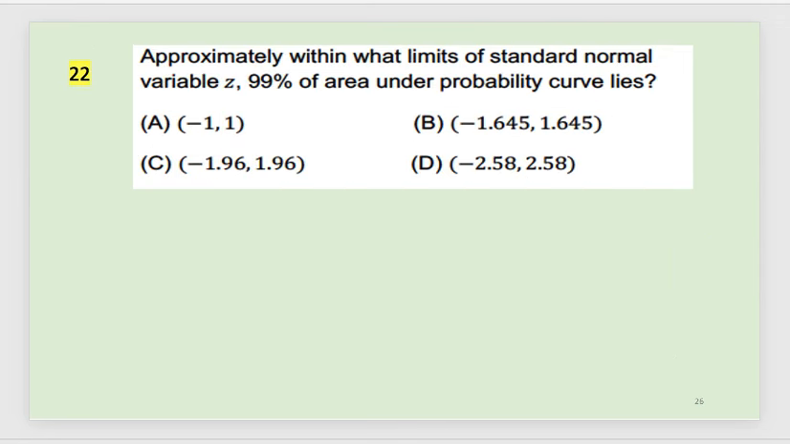The 22nd question I want you to do yourself, because this is something we saw in the beginning of this discussion regarding the confidence interval, or the interval of Z, which gives us areas of 99, 95 and 90%. They are looking for the 99%. You can follow that step and tell me what answer you get for this 22nd question.